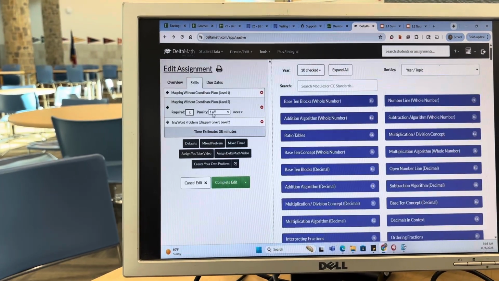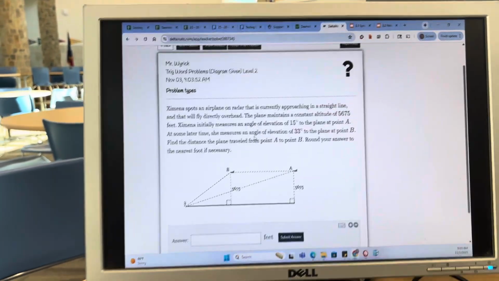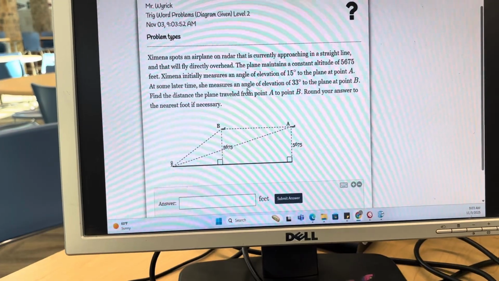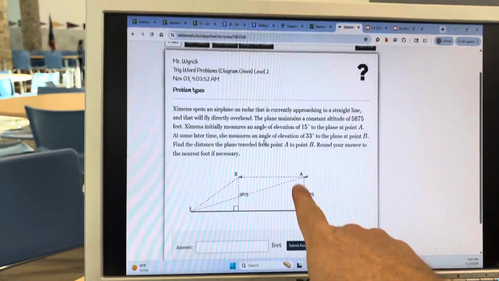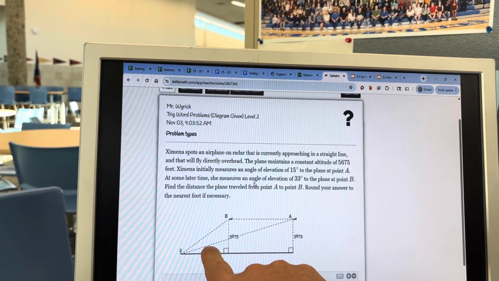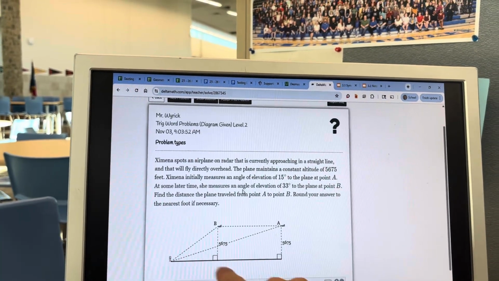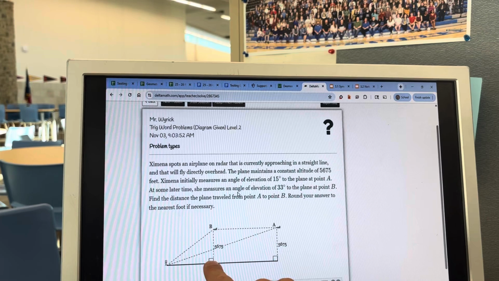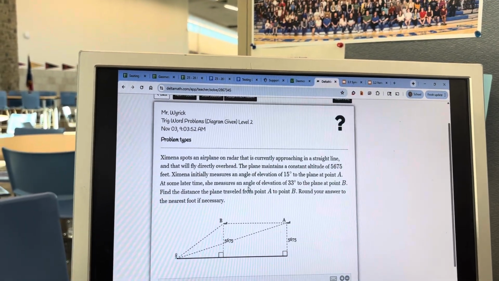Okay. Then I put some trig problems, some word problems, so we can figure some of these things out, right? On this one, you would find the distance of this bottom side of this triangle. So it gives you this angle, so you would use trig to find this side. Then it gives you this new angle, and you use trig to find this side. And you would need to subtract this side from this whole one to find out how far it has gone.